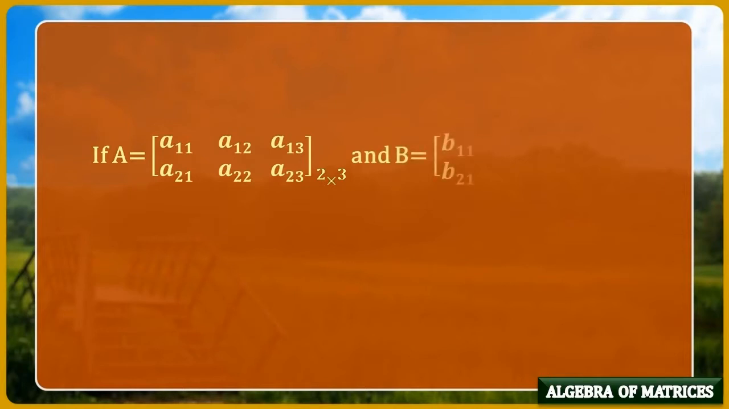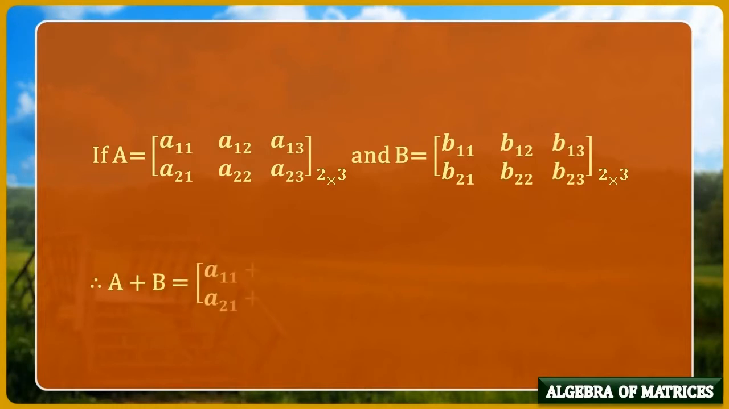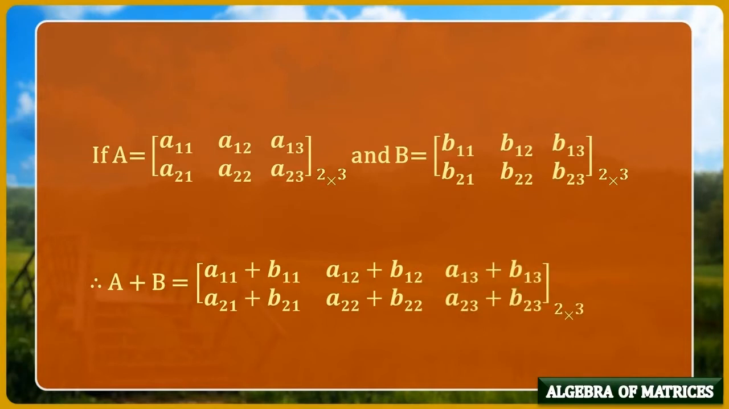If the matrix A is equal to the matrix a11, a12, a13, a21, a22, a23 of order 2 by 3, and the matrix B is equal to the matrix b11, b12, b13, b21, b22, b23 of order 2 by 3, therefore the sum of these two matrices is given as A plus B equal to the matrix a11 plus b11, a12 plus b12, a13 plus b13, a21 plus b21, a22 plus b22, a23 plus b23 of order 2 by 3.